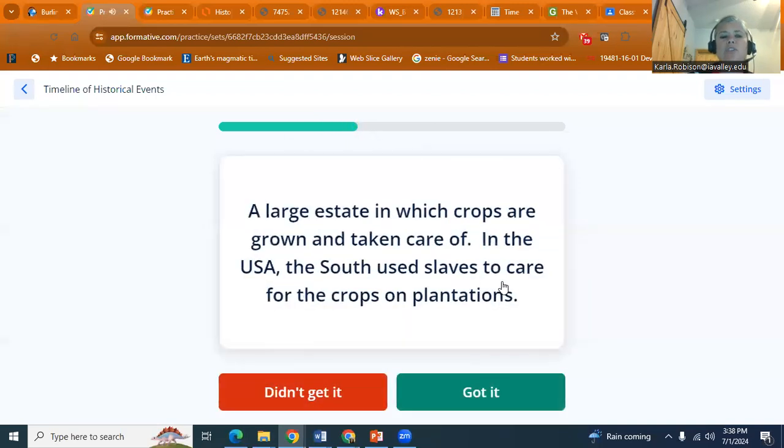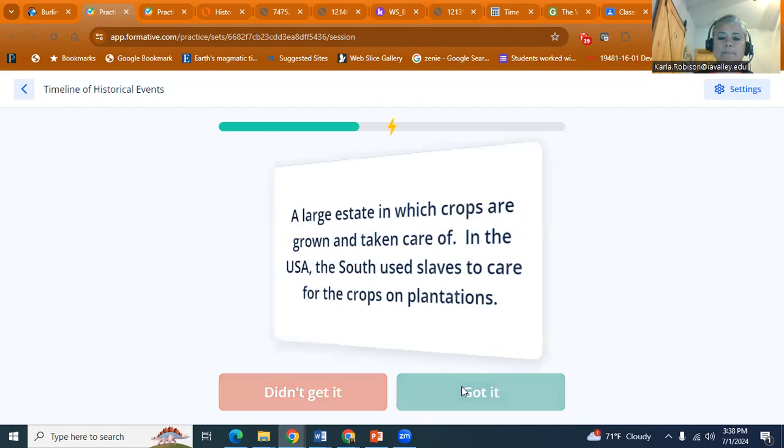A plantation. So a plantation is a very large estate, a very large house with lots of farmland around it, where crops are grown and taken care of. In the USA, during the Civil War, the South used slaves to take care of the crops on plantations, okay, which is one of the main reasons why the Civil War started.